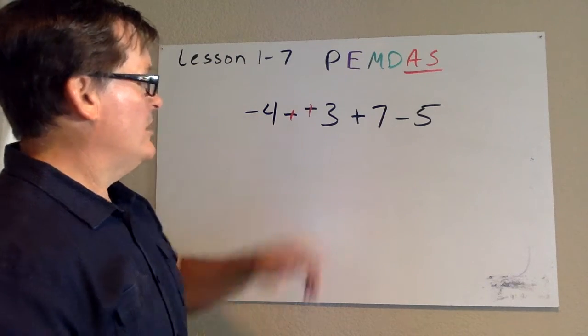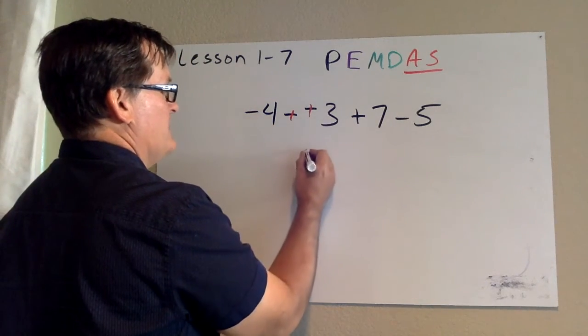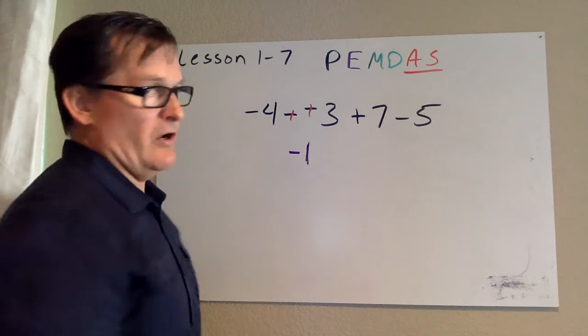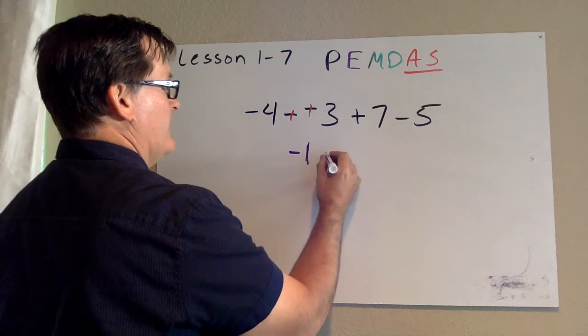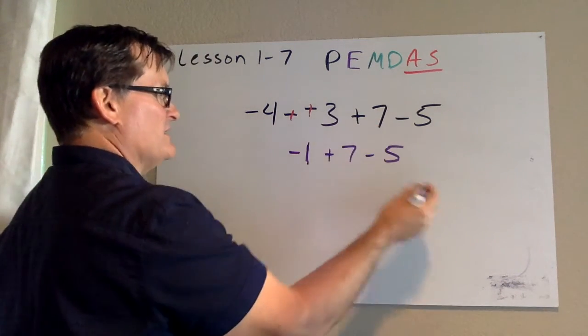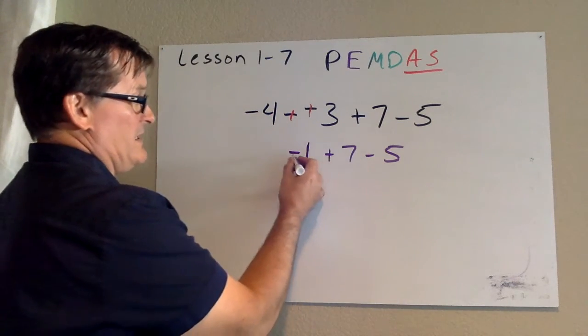So negative 4 plus 3 is where I'm going to start. Their signs are different, so I take the difference, which is 1. 4 is the more powerful number, the larger magnitude. So it's negative 1 plus 7 minus 5. Be careful not to skip steps in this continuum because you'll make mistakes.